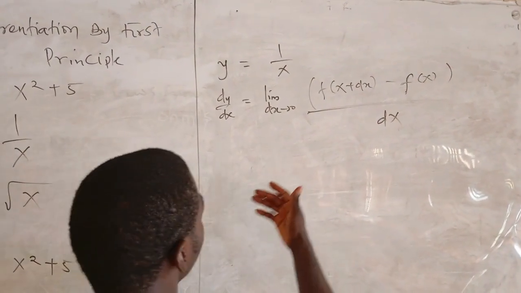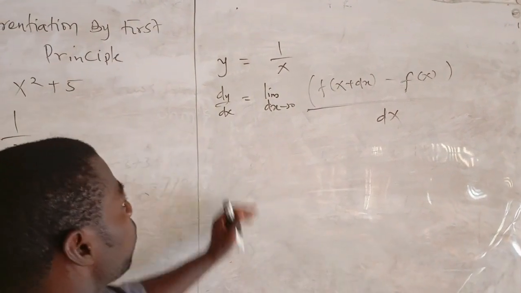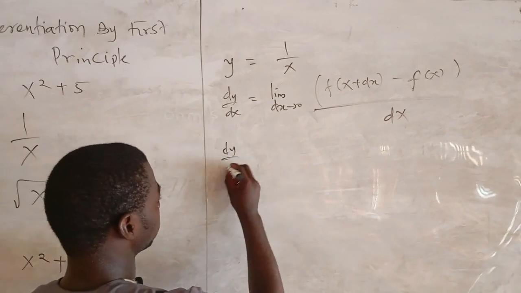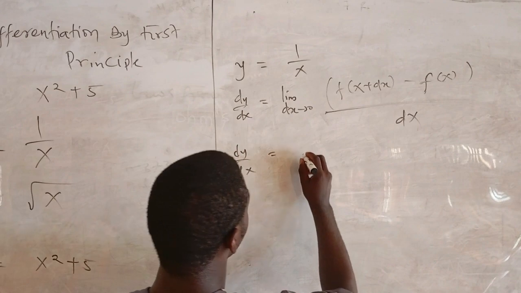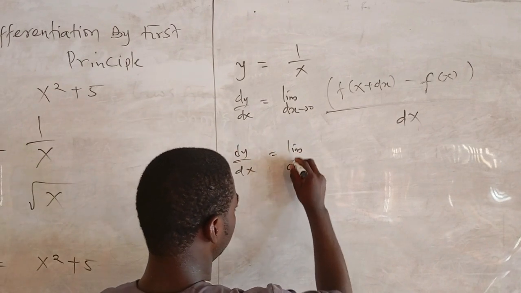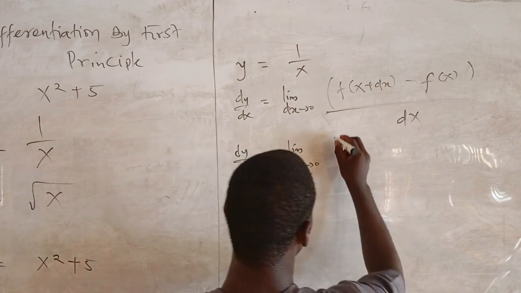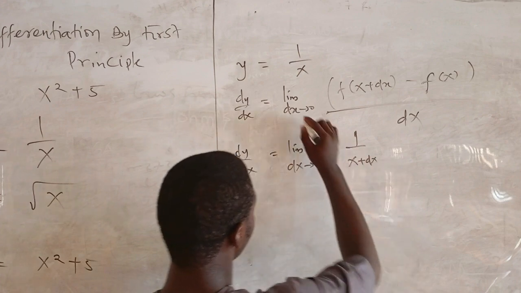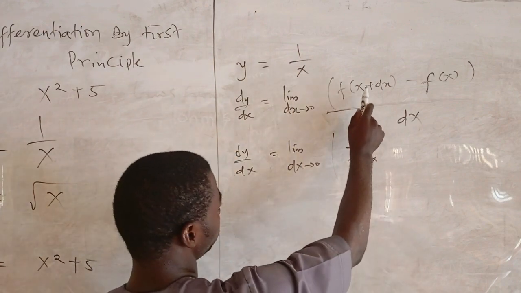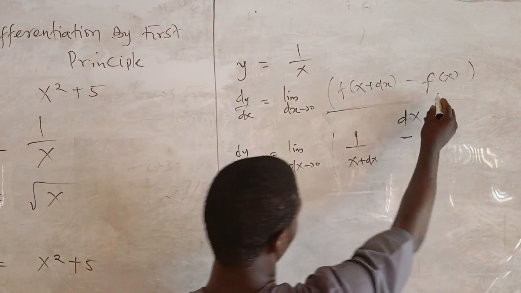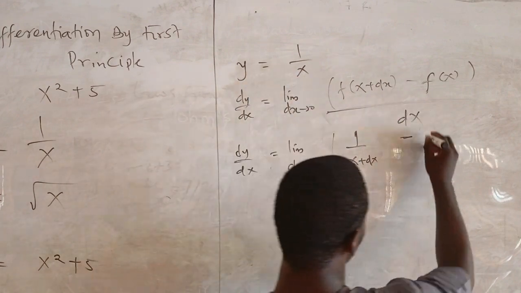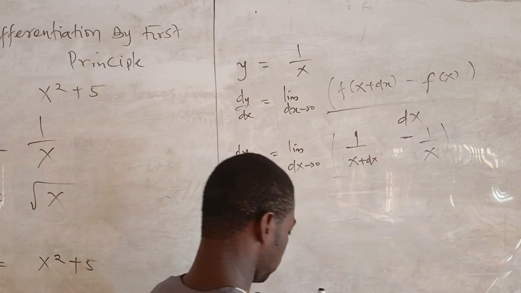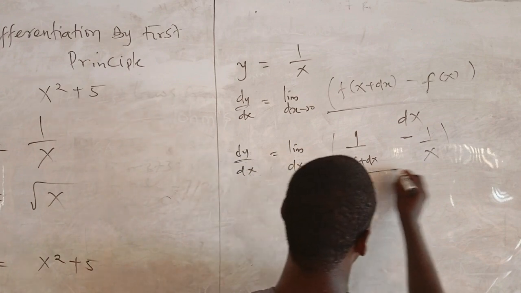Okay, so we are going to be looking at f of x plus dx. Our f of x, which is y, is equal to 1 over x, right? So dy over dx will be equal to the limit as dx approaches 0. Okay, so we have 1 all over x plus dx. That means in place of x we are putting x plus dx, right? That's what this means, x plus dx, minus f of x. f of x is y, which is our original question. So minus 1 all over x, divided by dx.